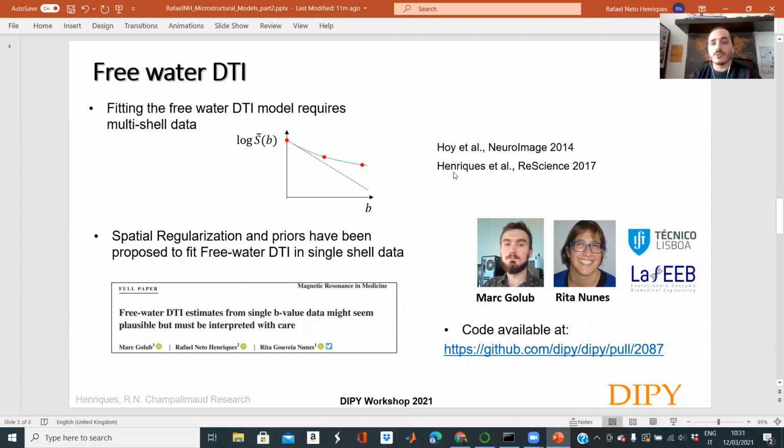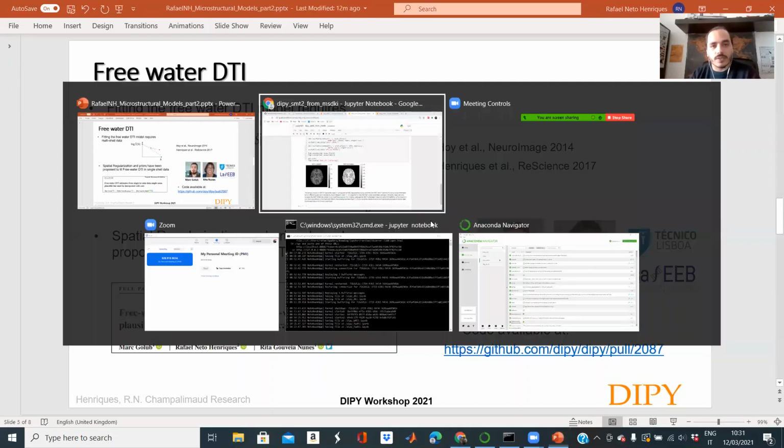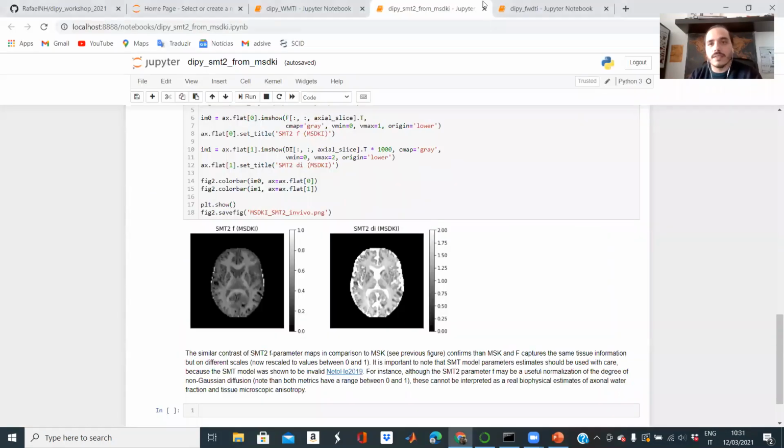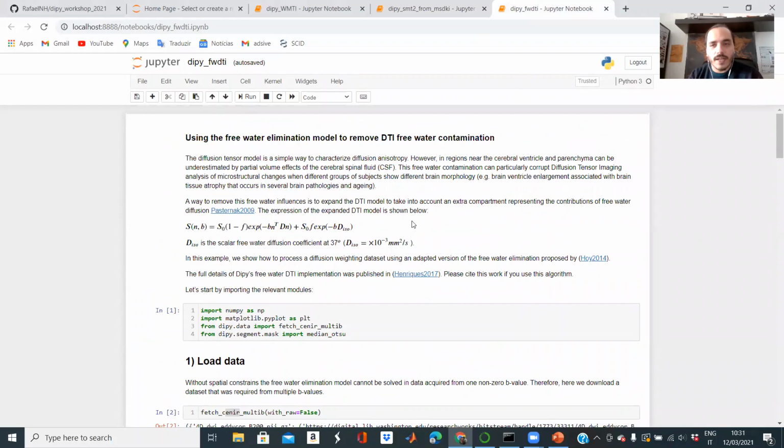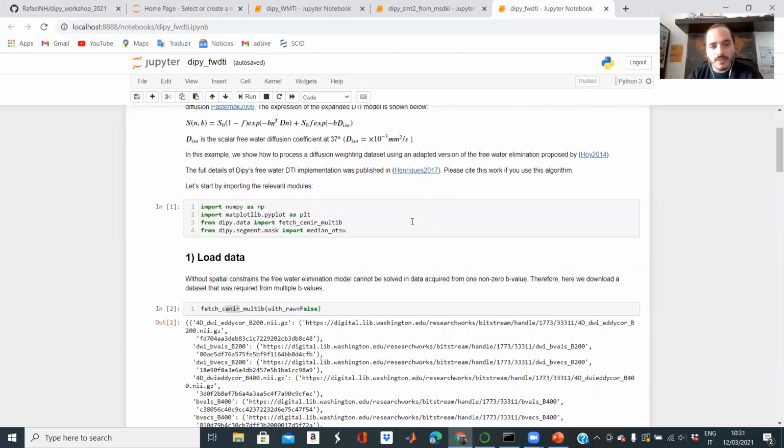Here, I'm showing the implementation for multishell data, which should provide more accurate estimates. Okay, so I will show it here in the tutorial. Here it is. Okay, so again, as with the other microstructural models, this always follows the same recipe.